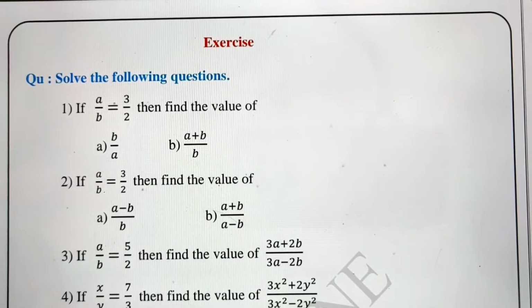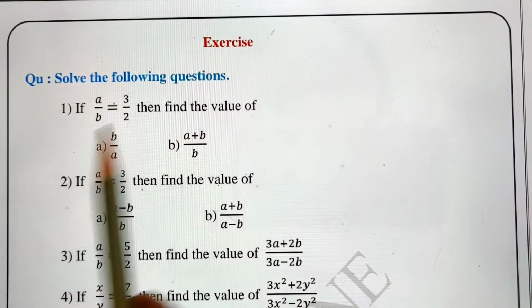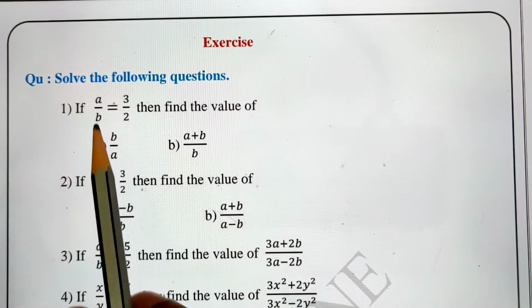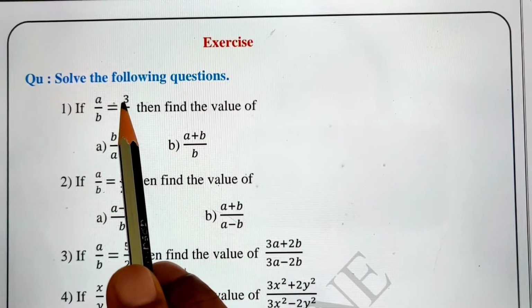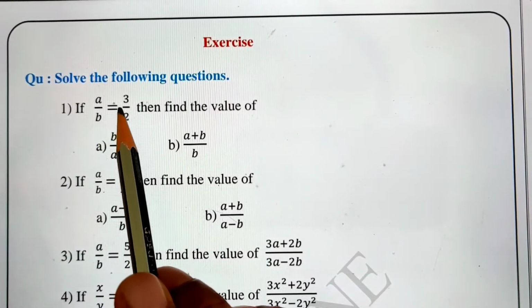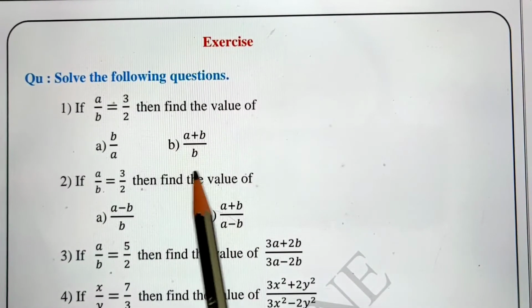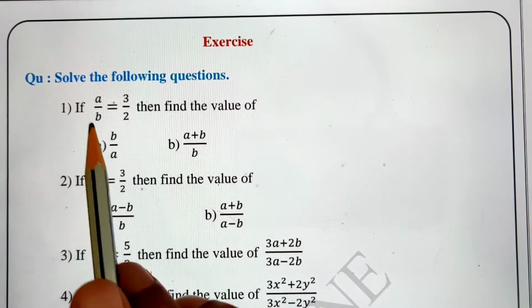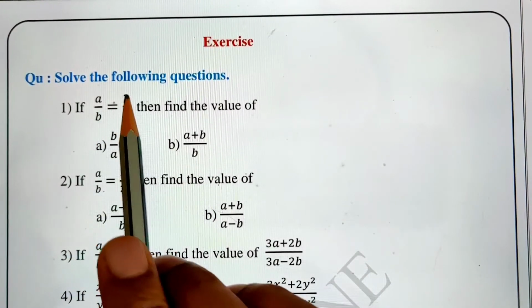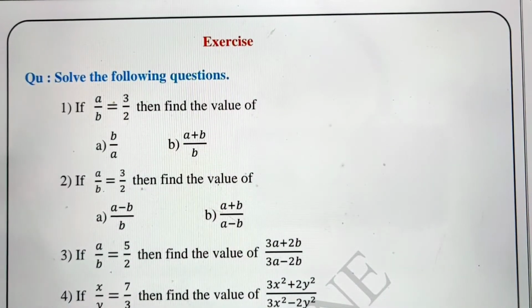Now here, depending upon the properties of invertendo, alternando, componendo, dividendo, some examples are given here. Exercise is given here. Try that exercise using this one. Simple examples are there. A by B, this ratio is given 3 by 2. Then find B by A, means inverse ratio. B by A is 2 by 3. Then A plus B upon B. So which property is this? By componendo. So here use componendo. 3 plus 2 divided by 2. So 5 by 2. So in this way we have to solve this exercise.